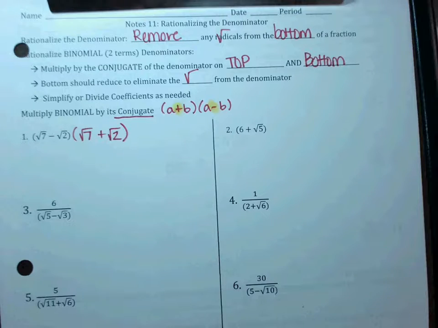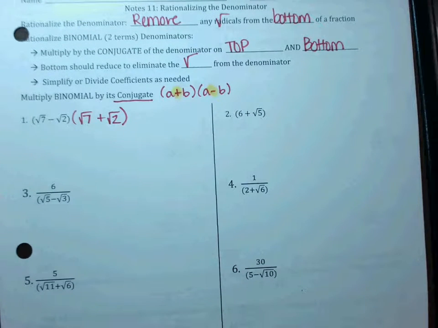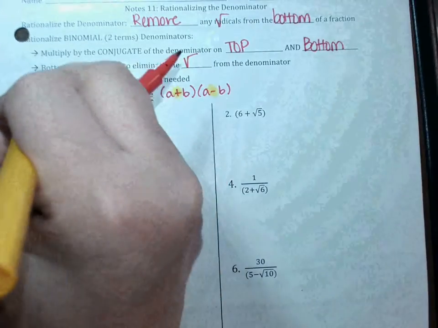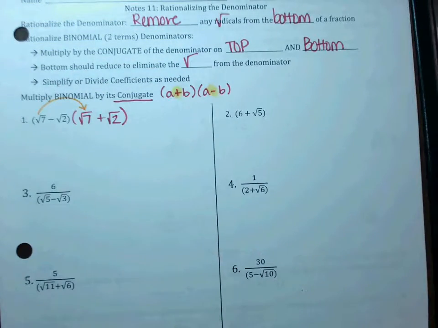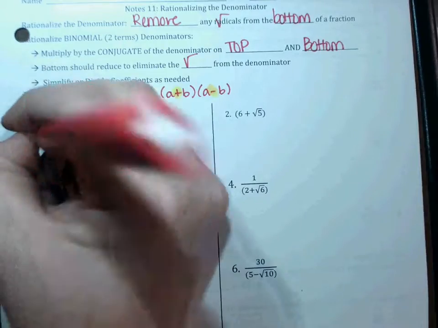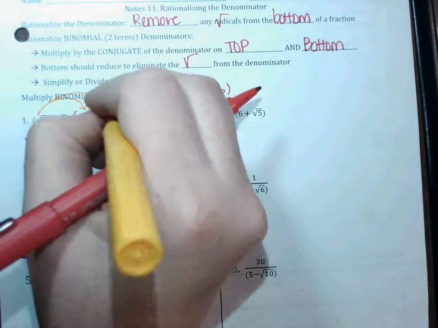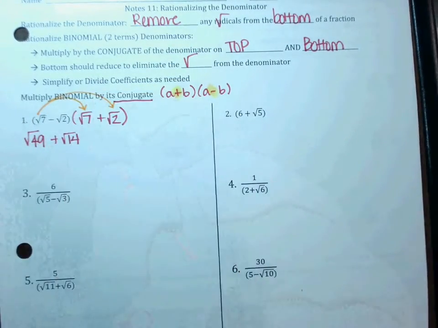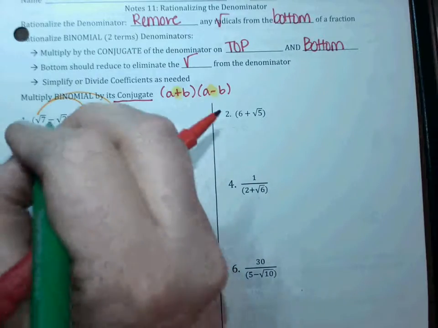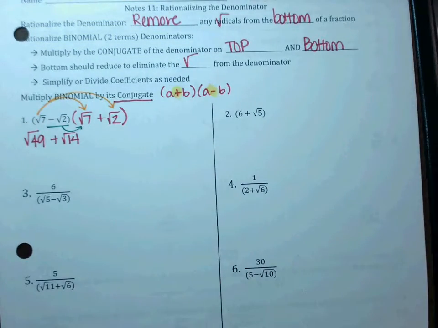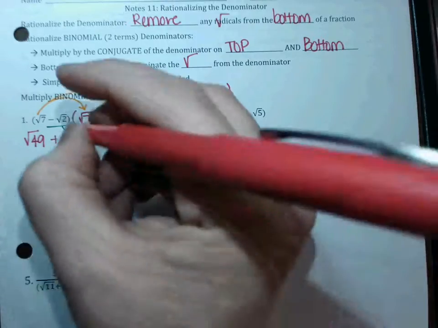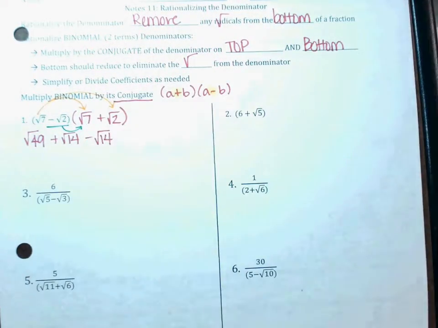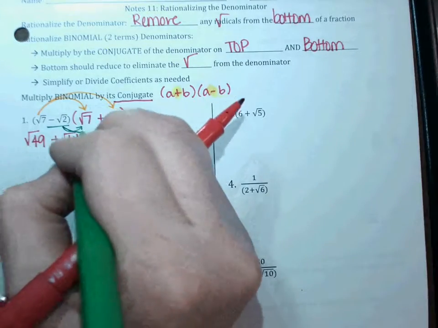Okay, now hopefully we remember how to double distribute. Okay, I'm going to use the little arrows. So what is the square root of 7 times the square root of 7? No, multiply the middles. 7 times 7 is 49. Okay, then root 7 times root 2 is the square root of 14. So far, so good? Okay, now I'm moving to my negative root 2. What is negative root 2 times root 7? Negative root 14.